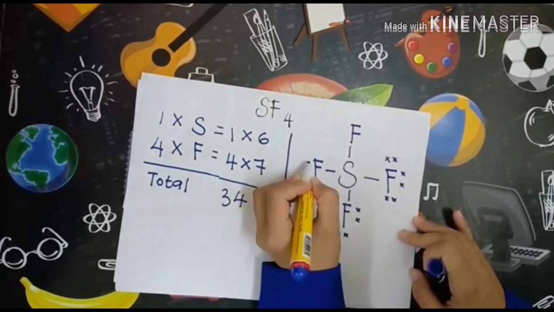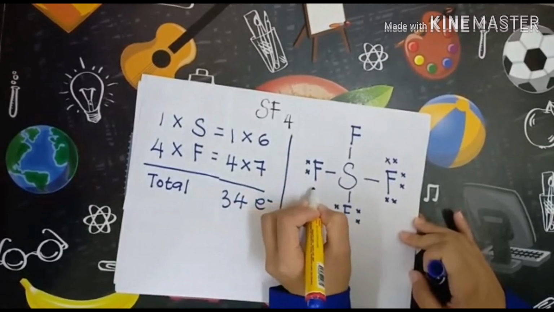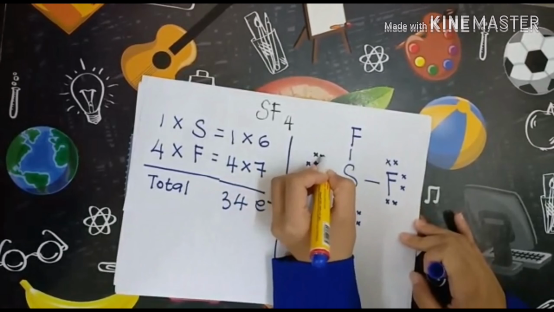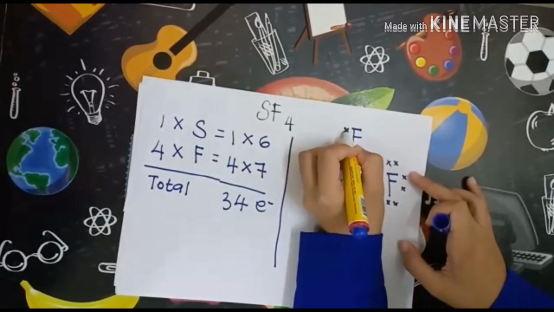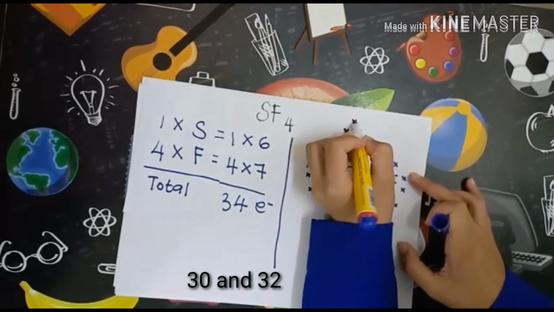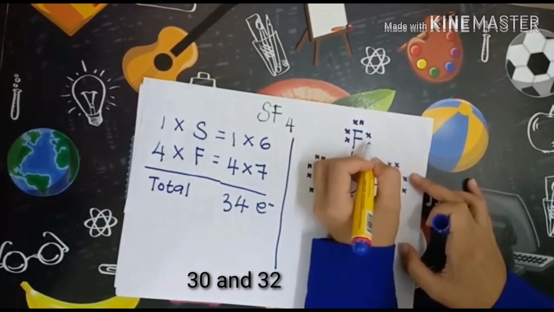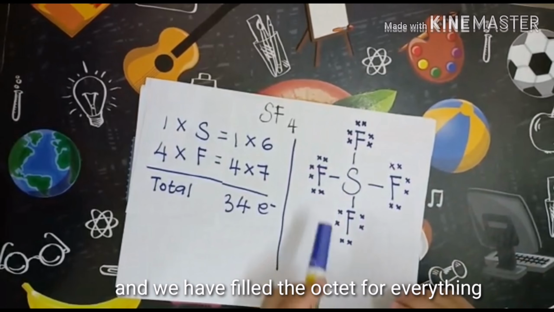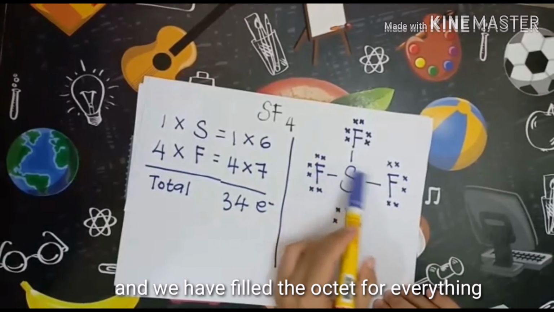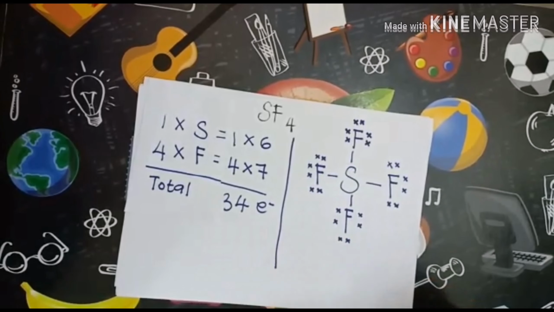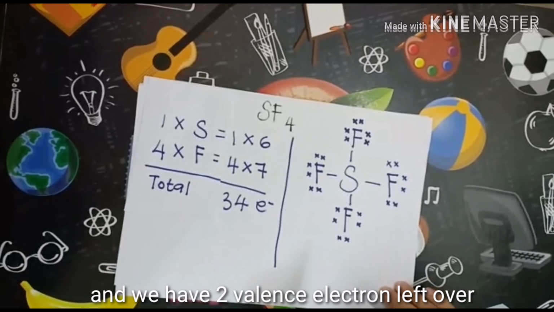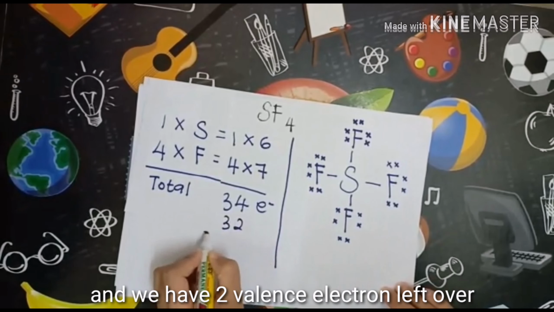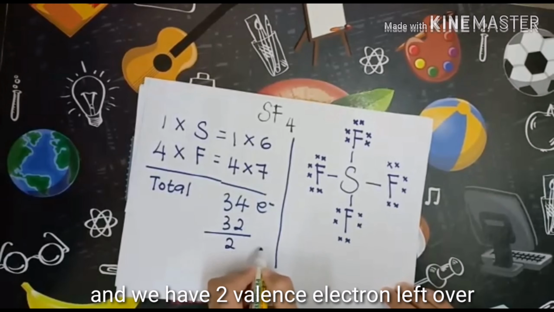20, 22, 24, 26, 28, 30, and 32. And we have filled the octet for everything. And we have 2 valence electrons left over.